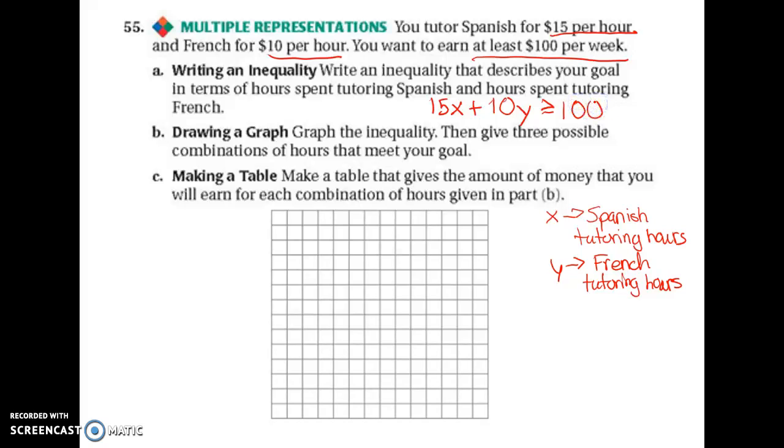That is our inequality, and standard form works really well for this inequality. The next thing that it has us do is graph the inequality and then identify some possible combinations of hours that would meet your goal. So looking at our graph, since I defined my x-axis as the Spanish tutoring hours, I will need to label that. And my y-axis will then be my French tutoring hours.